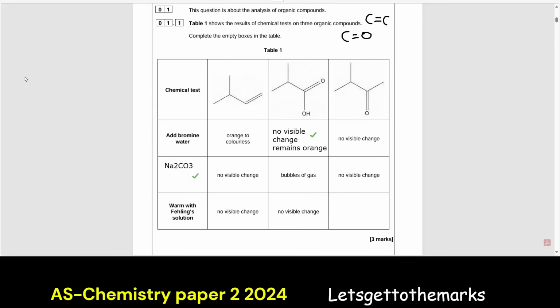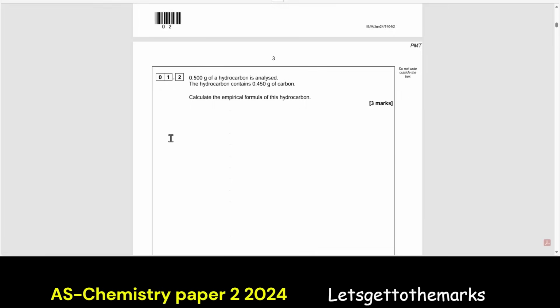So we should write no visible change. It's going to remain blue. So they might give you the marks for saying remains blue. So I'm just going to put no visible change, as that's what they've written with all the others. And that's your 3rd mark. Lovely jubbly. Right, we're going to move on to question 1.2.